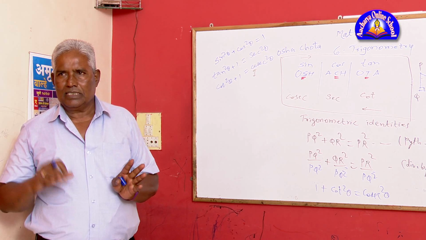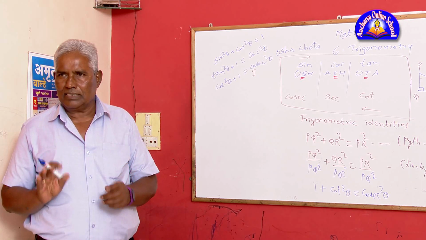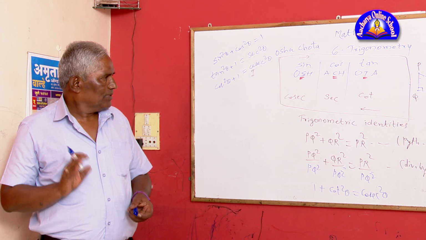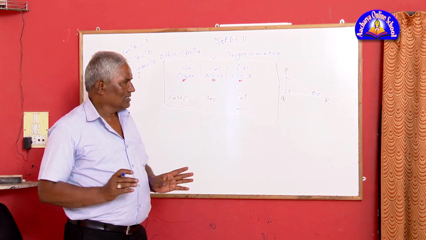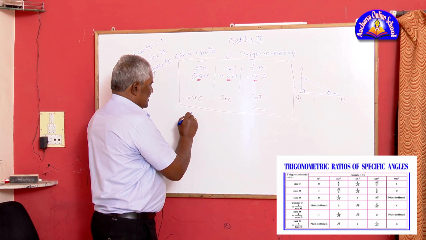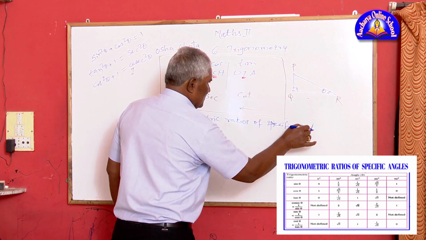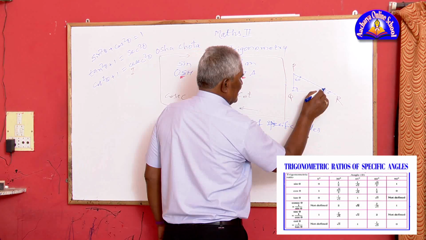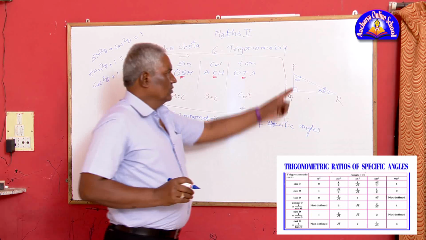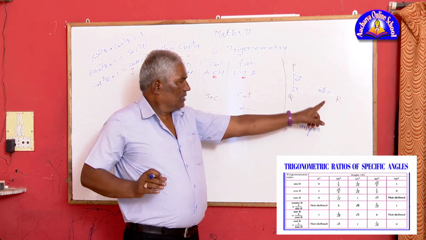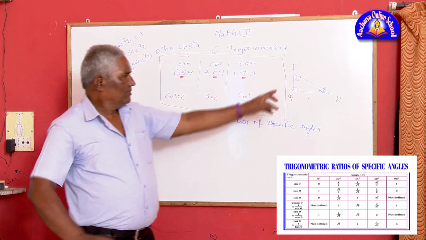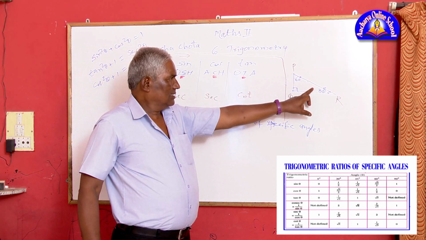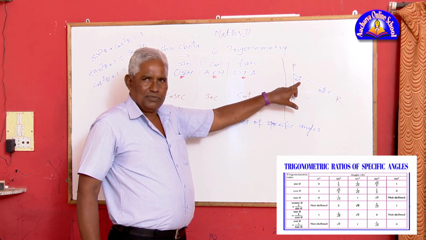Only heights and distances, that part is remaining, and trigonometric ratios of specific angles. Next we shall study trigonometric ratios of specific angles. If this angle is 30, this will be 60. Angle sum property is that the sum of measures of the three angles of a triangle is always 180. If this is a right angle, if this is 30, then obviously this will be 60.